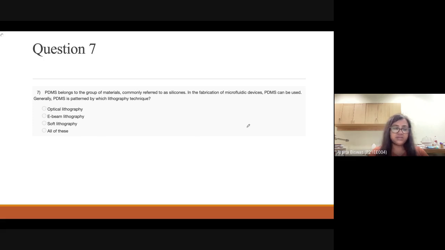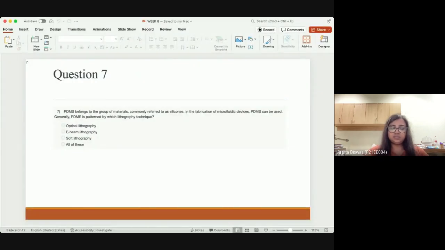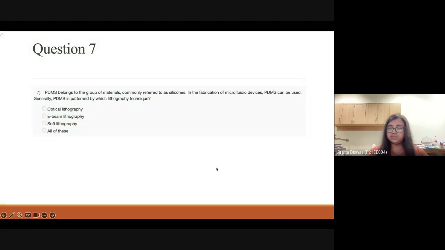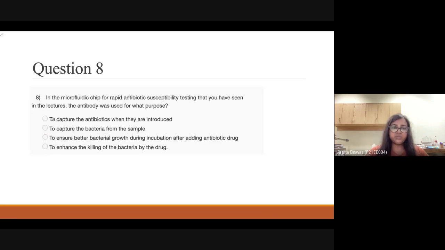So what is the right answer? The right option is soft lithography. Okay. PDMS is patterned by which lithography technique? It is soft lithography. So next, move toward question number 8.